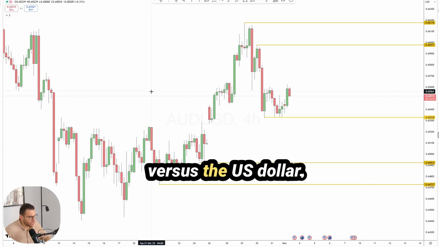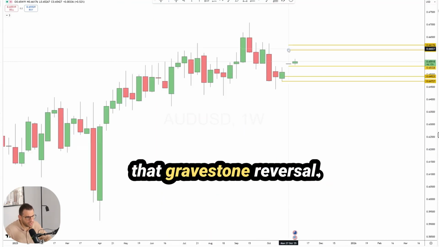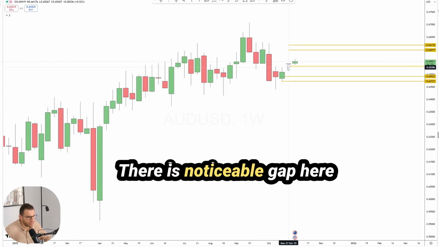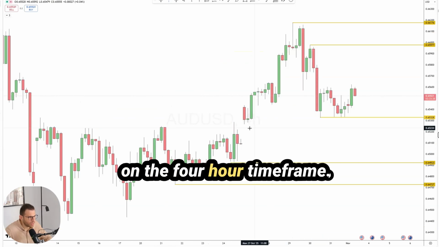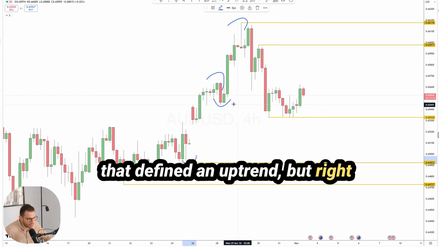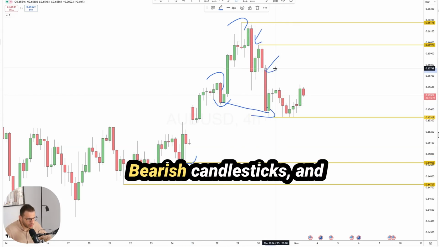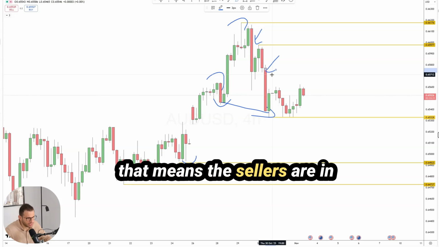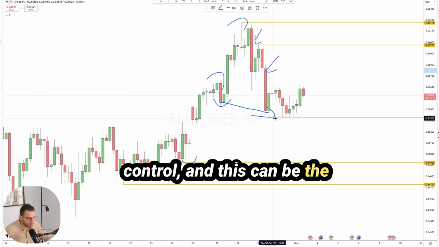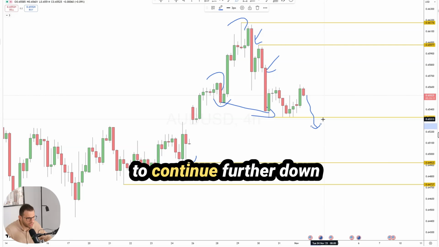Australian dollar versus the US dollar. If you see the weekly chart, the price formed that gravestone reversal. There is a noticeable gap here. On the 4-hour time frame, the market made higher highs and higher lows. That defined an uptrend, but right here the price made a lower low. We saw a couple of long bearish candlesticks, and that means the sellers are in control, and this can be the beginning of a new downtrend. So we do expect the price to continue further down.